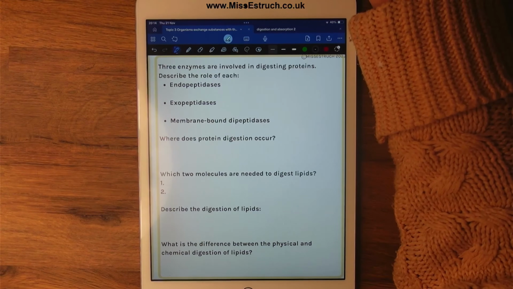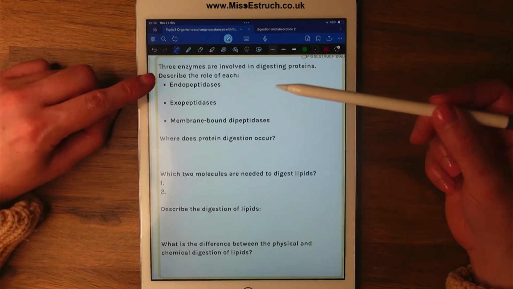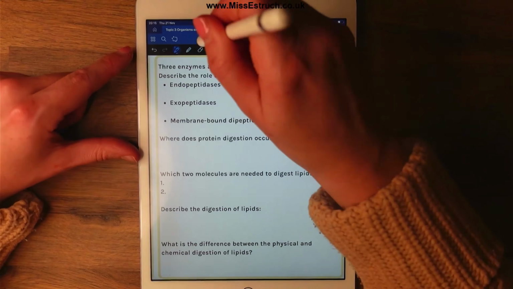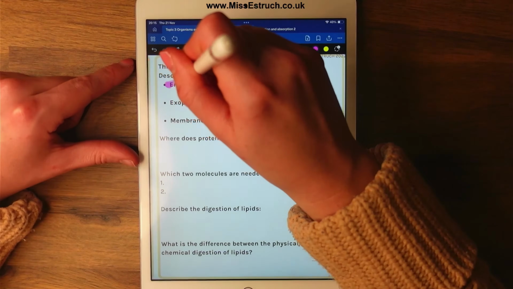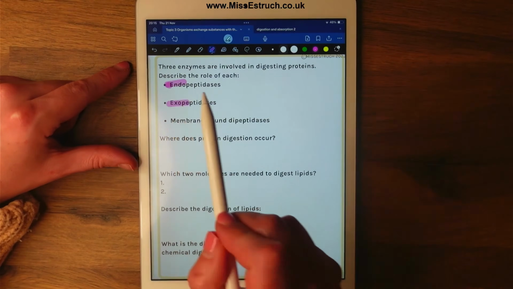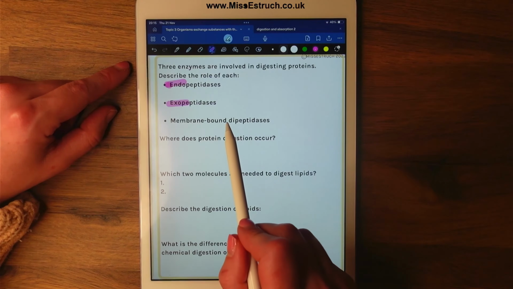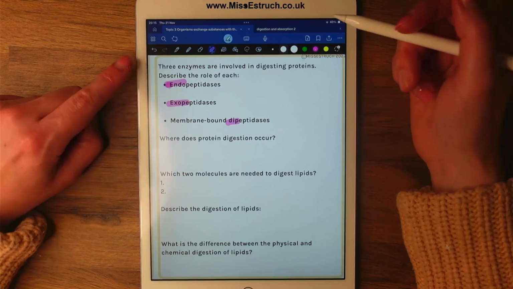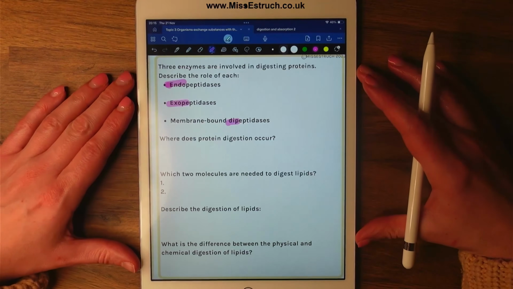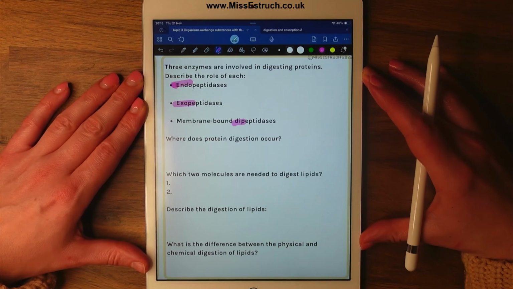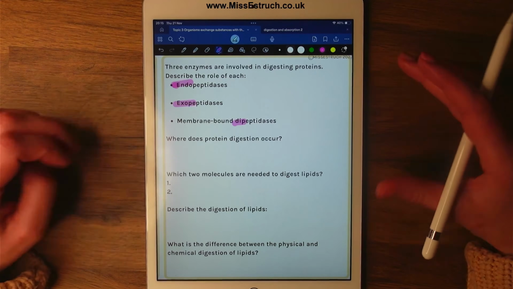So into the chat box, let's see what we know. So describe the roles of endopeptidases, exopeptidases, and then membrane-bound dipeptidases. So those are our 3 options. Let's see, do we know what each of these do?